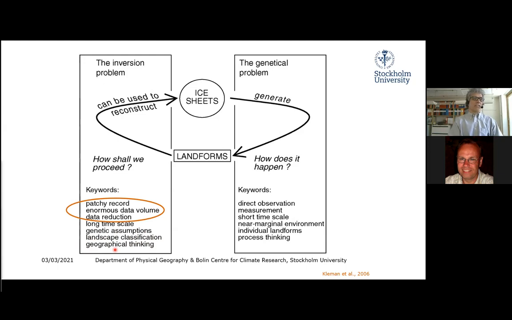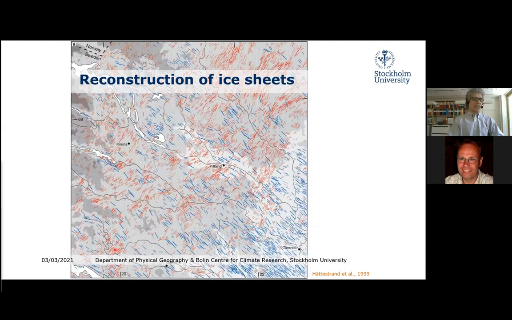So I'll take you through some of this. We look at the fact that it's a patchy record, lots of data, and that we need to do data reduction. I return to this area in northern Sweden, from which you've already seen a map. If you just map everything you can see, you get maps like this. It's a smaller part of that northern Swedish landscape. For some of you who have been there, this is the city of Kiruna, the biggest city, and here you see the Norwegian-Swedish border. So we're in northern Sweden.